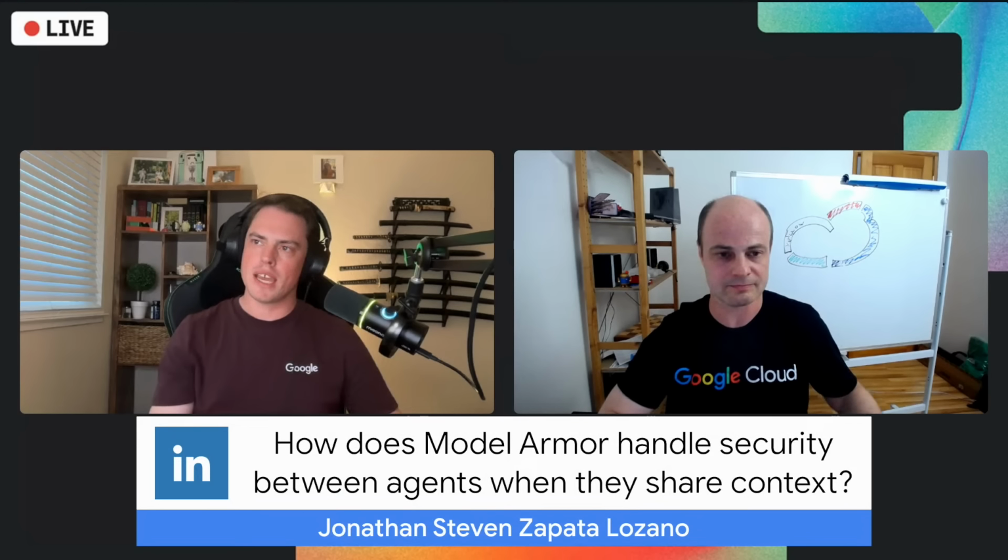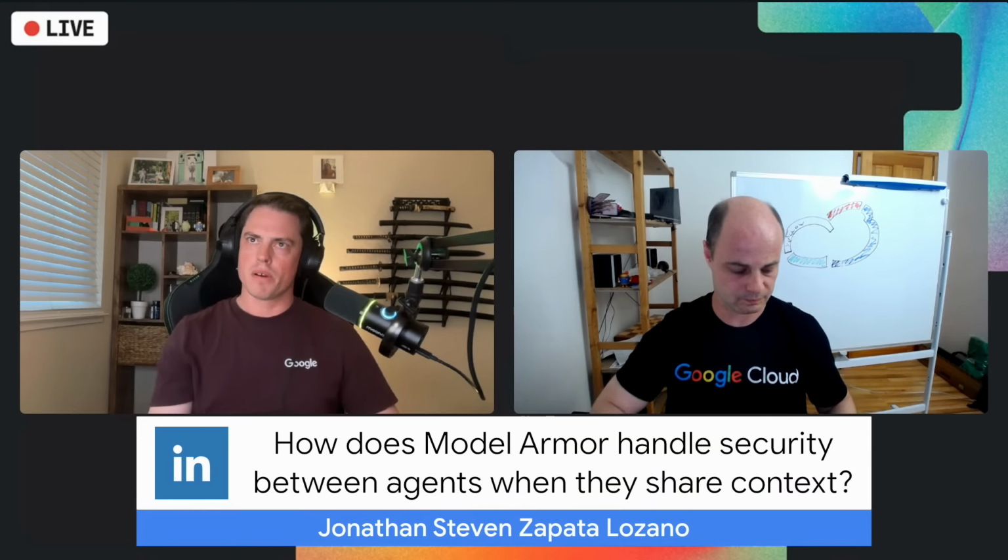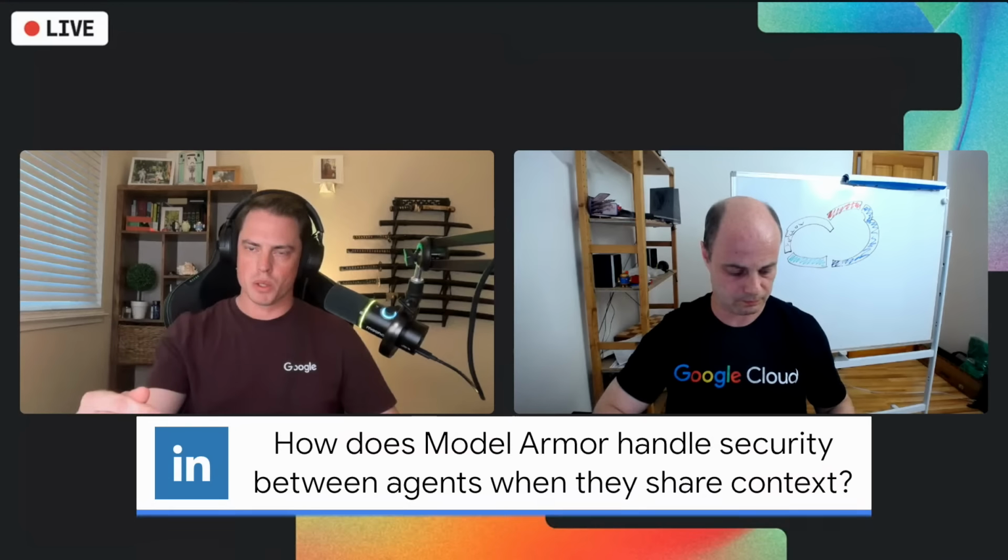The next one comes from Jonathan Steven Zapata. How does Model Armor handle security between agents when they share context? Great question. What I think we've shown is that Model Armor takes place at various boundaries where information is coming in or going out. So, what happens when they're all consuming the same thing?